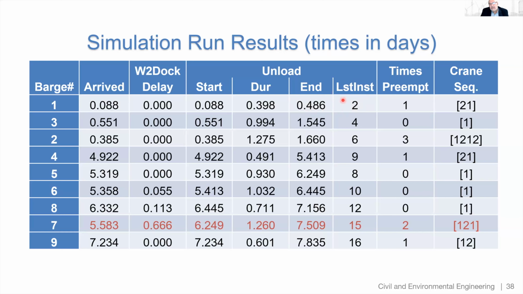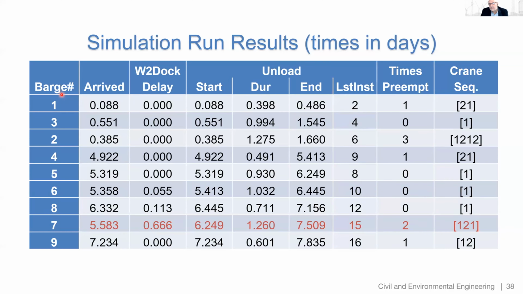And this is the number of the last instance of unload that finished unloading that particular barge. This is the number of times that the barge was preempted, and this is the sequence of cranes that unloaded that barge. So for barge number 2, for example, that barge started unloading with 1 crane, then it switched to 2 cranes, then it switched to 1 crane, and then it switched to 2 cranes again before it finished unloading.